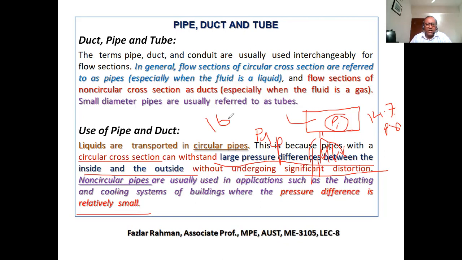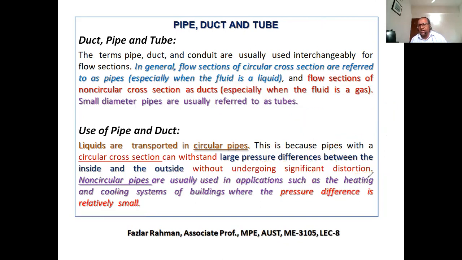Okay. So a lot of time in a job interview, they might ask you what is the difference between duct, pipe, and tube. Why is a rectangular cross section pipe not used to transmit a high pressure fluid? What is the example? What is the reason? Or they might ask why a rectangular duct is used in the air conditioning system instead of a circular pipe.